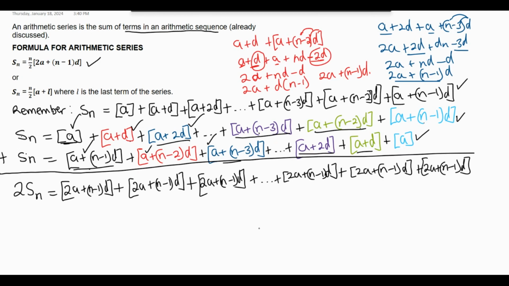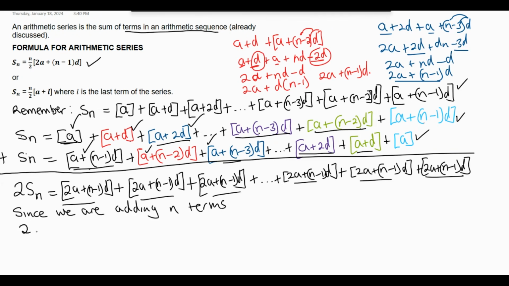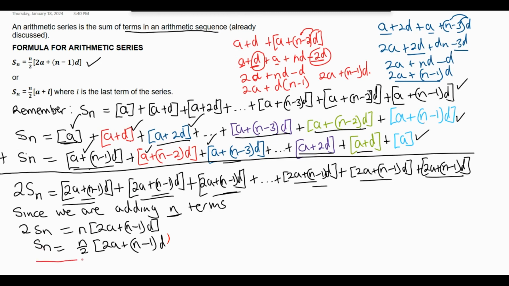Right, and how many terms are we adding here? How many of these are we going to have? Since we're adding n terms, let me write that. So 2Sn is equal to n times (2a plus (n minus 1)d). Like if you're adding 10 x's, it's just 10 times x. If you're adding 20 y's, it's 20 times y. So we're adding n of these, since we're adding n terms. Then we divide by 2 on both sides of the equation, and Sn is equal to n over 2 times (2a plus (n minus 1)d). That's how we prove this arithmetic series formula.